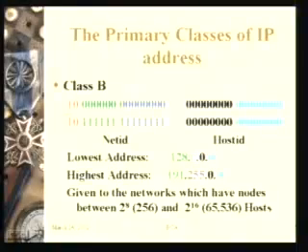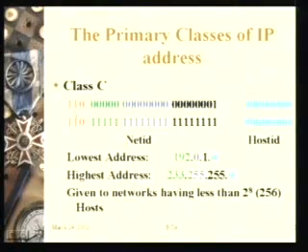Class B addresses start with 10, and the first 2 bytes are allocated for the net ID and the remaining for the host ID. These addresses vary in this range, 128.0.0.0 till 191.255.0.0. These are for medium sized, moderately big networks.